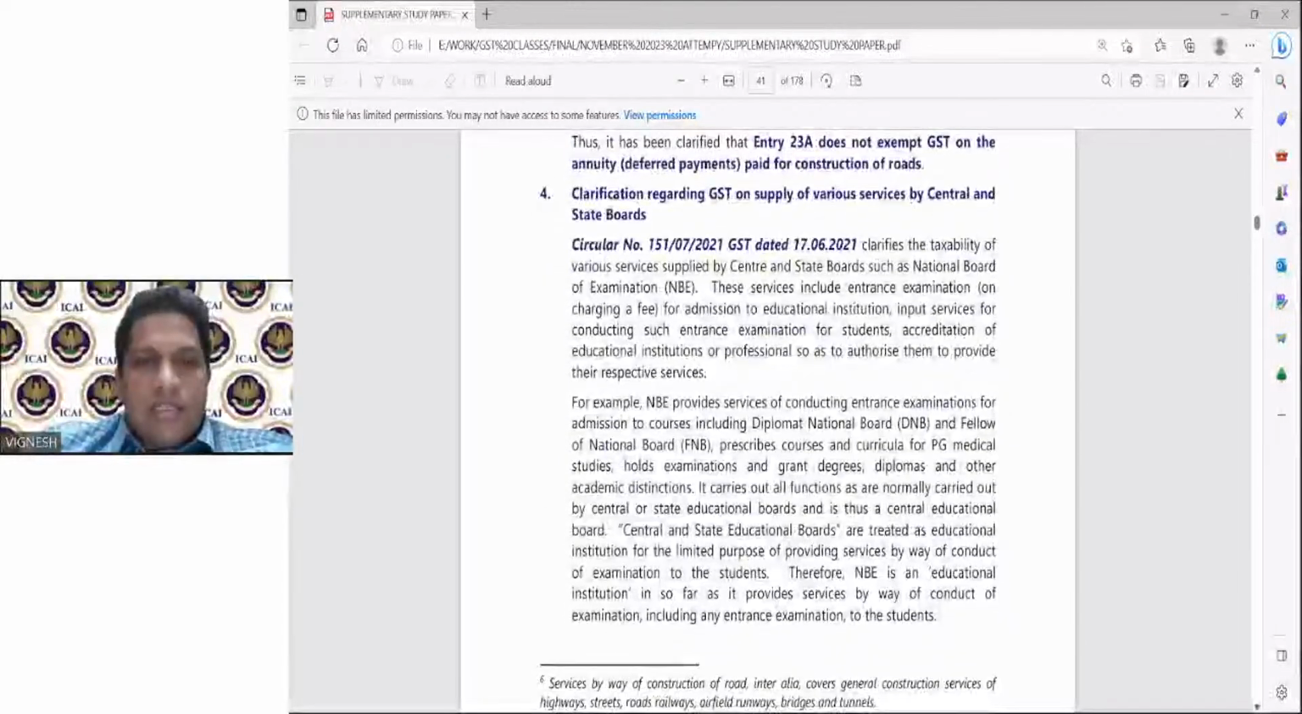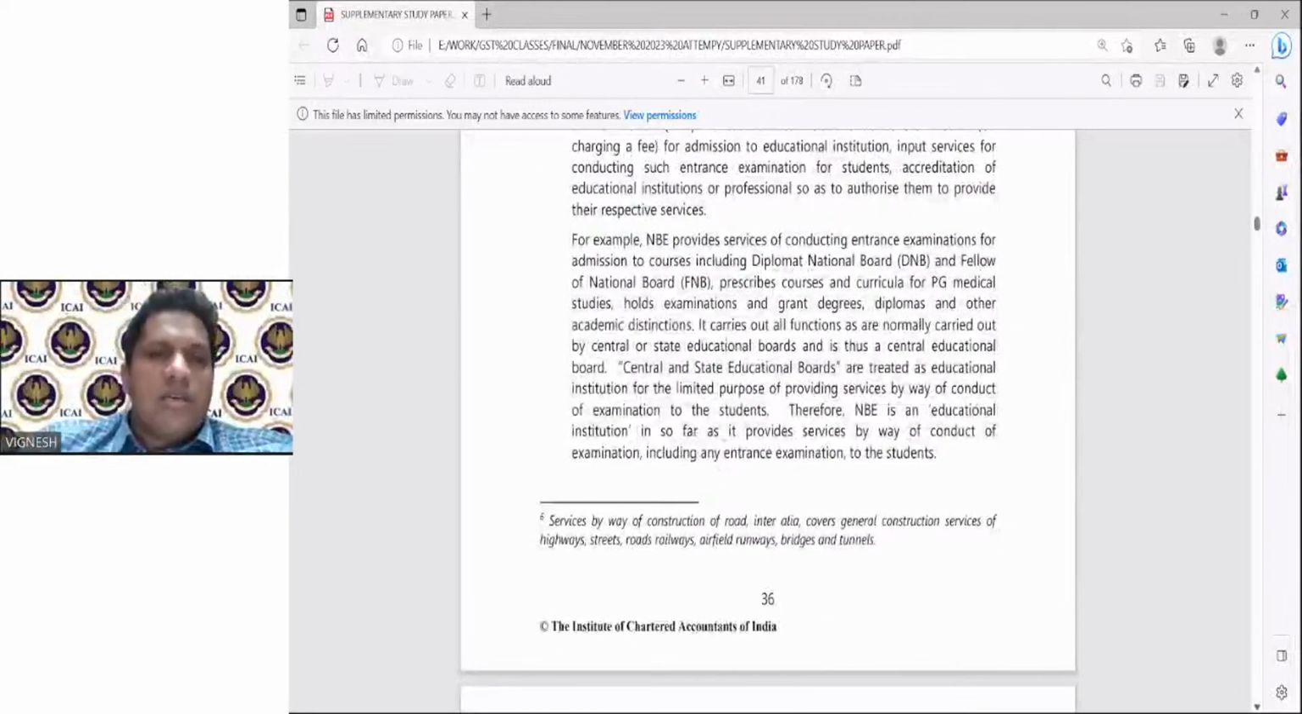Then clarification regarding GST for various services and all. Taxability of various services like central and state board of examination, entrance examination, all of these things.